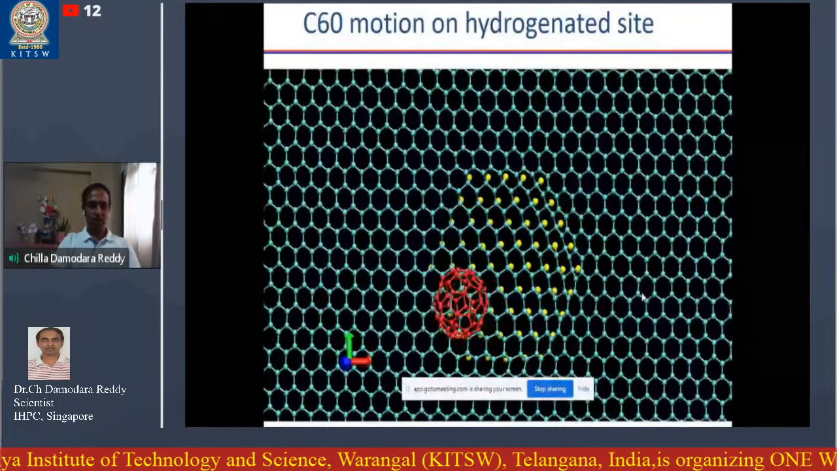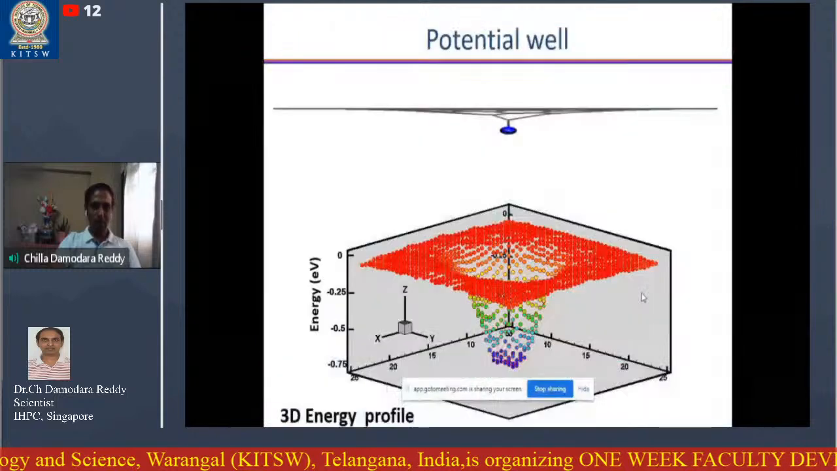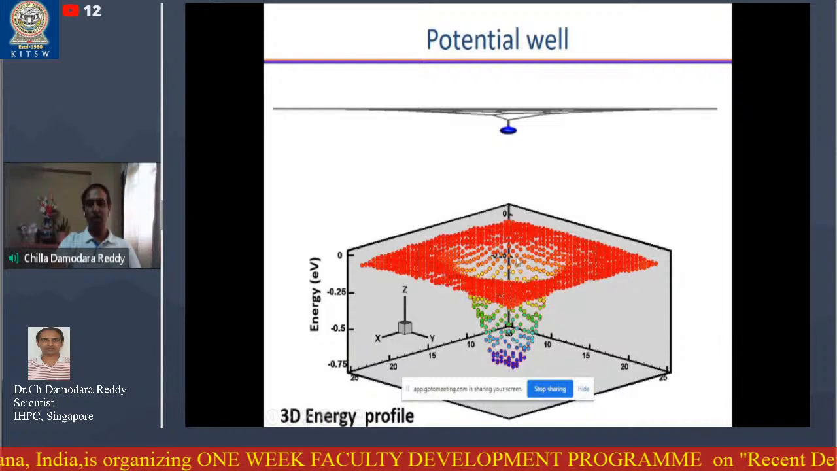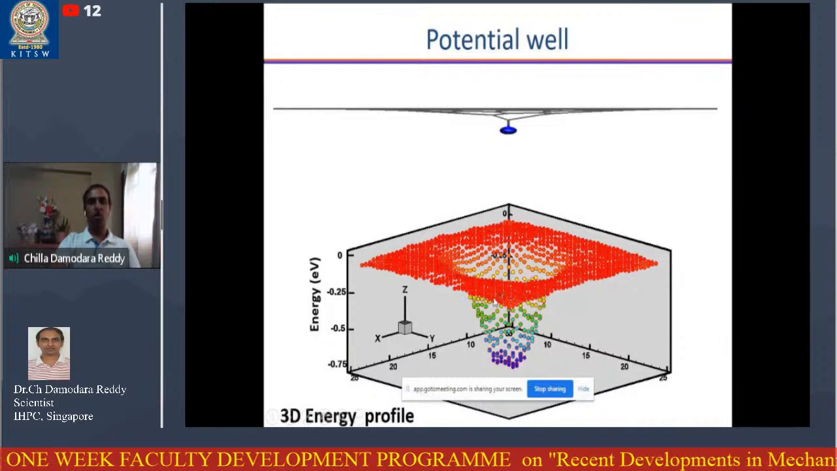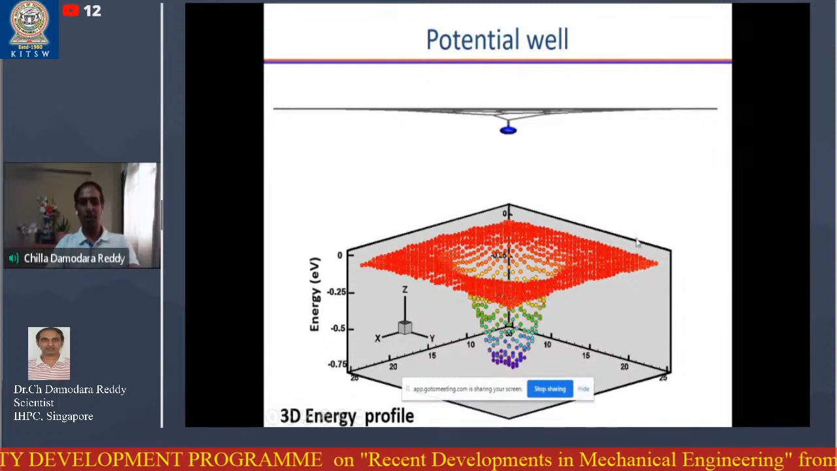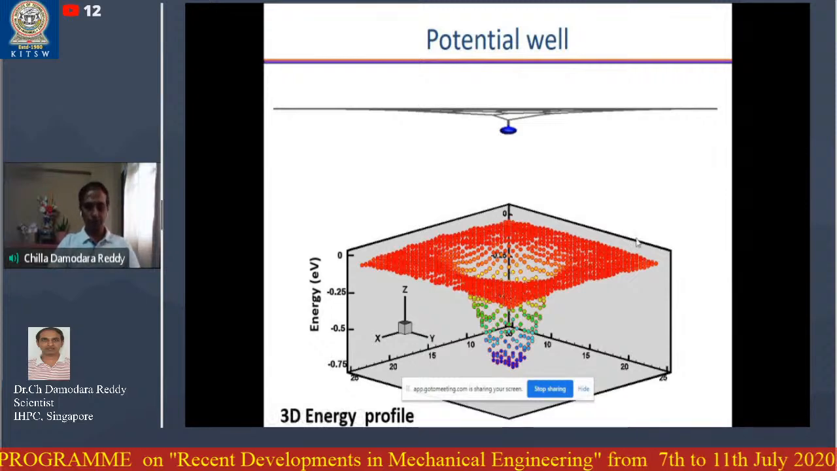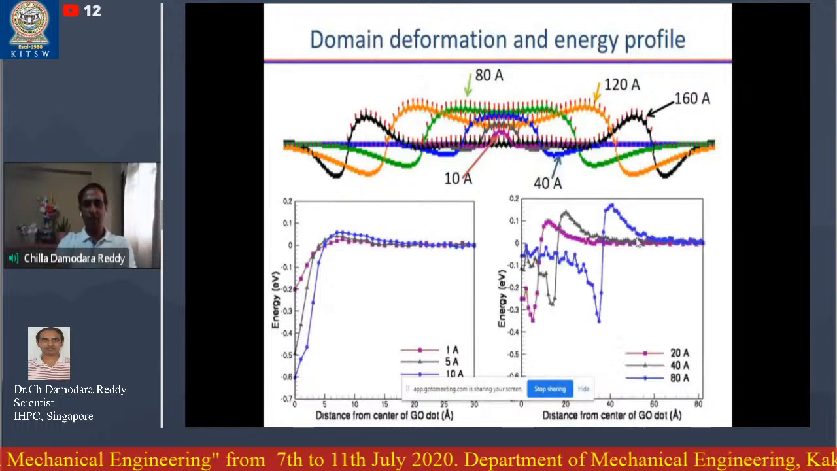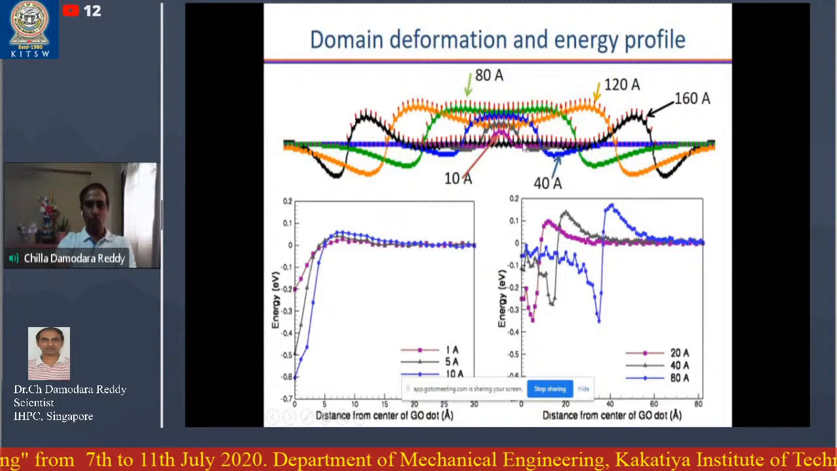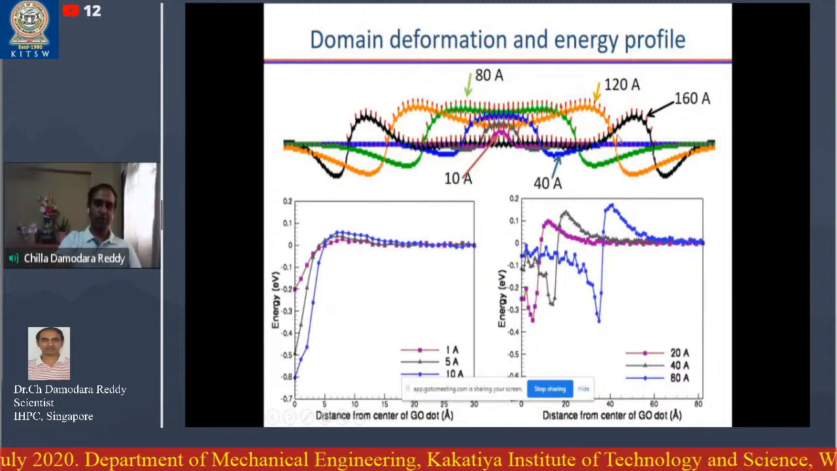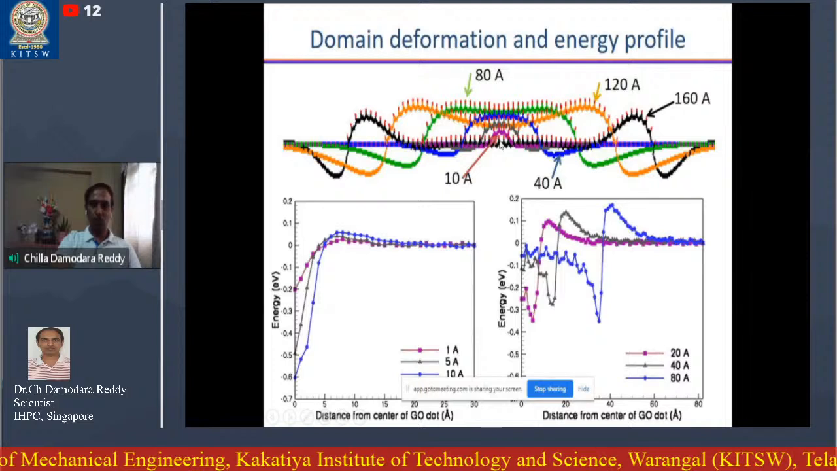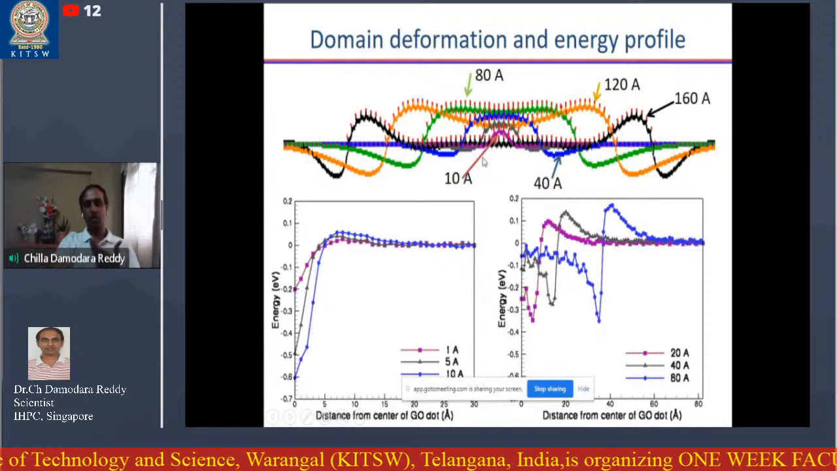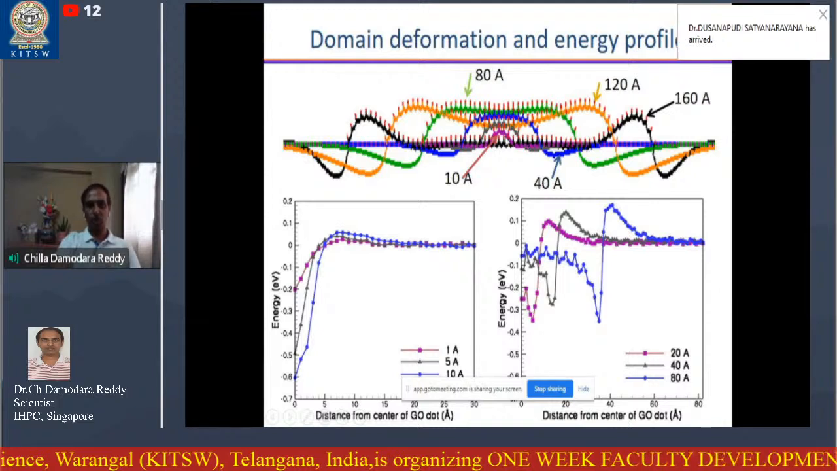And what is the potential well? Suppose you have this kind of thing. This C60 molecule, as shown previously, goes and sticks to this well, which means inside this well it cannot come out. So that is the energy well. It depends on the size of the functionalization, and then it will differ. It occupies different structures. Suppose you have only a few hydrogen atoms, then around 10 angstrom units, we have a very small one.